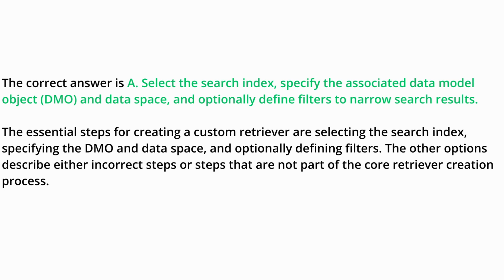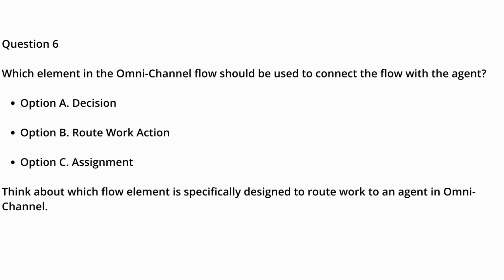Question 6. Which element in the omni-channel flow should be used to connect the flow with the agent? Option A, decision. Option B, route, work, action. Option C, assignment.